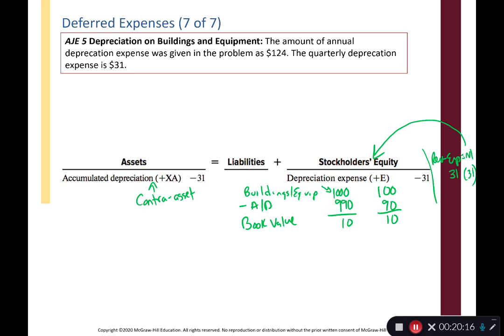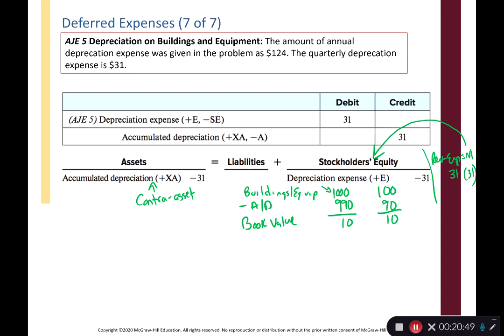So we want to provide the users with useful information to make their decisions. So we want them to know how much was originally paid for the assets versus how much has been used up versus how much has been left over. So the buildings and equipment account would be how much has been purchased. The accumulated account, the contra asset, is how much has been used up. And the book value is the difference. It's the amount that's left over. So again, the whole point of this is just to provide more useful information to decision makers.